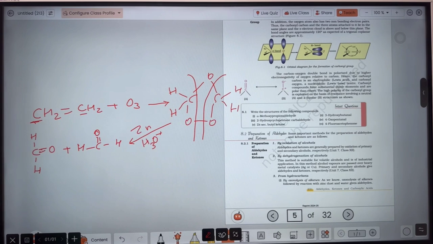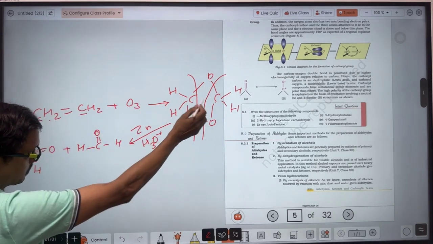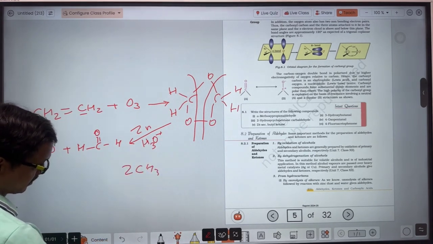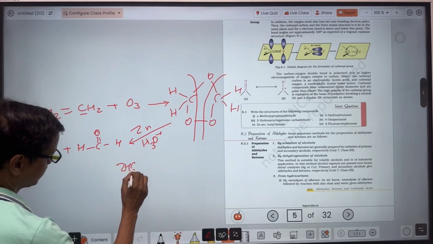So this molecule and this molecule are the same. So you can write this plus ozonolysis: when ethene reacts with ozone, this forms, and after that you can say that 2 molecules of methanol are forming here. 2 moles of methanol are forming.